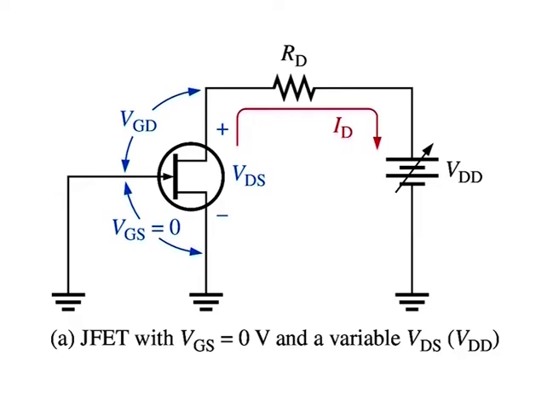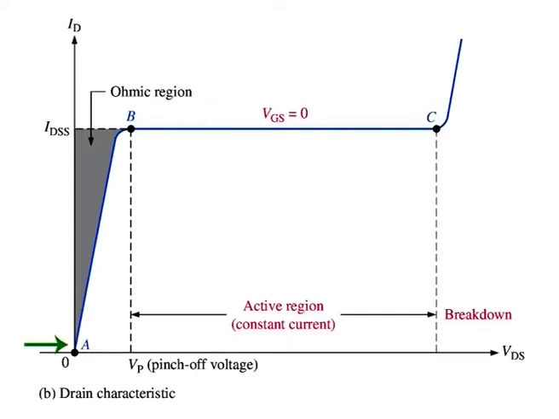As VDD is increased from 0 volt, ID will increase proportionally. This is shown in part B of the figure between point A and B. In this area, the channel resistance is essentially constant because the depletion region is not large enough to have significant effect. Because VDD and ID are related by Ohm's law, this is called the ohmic region.